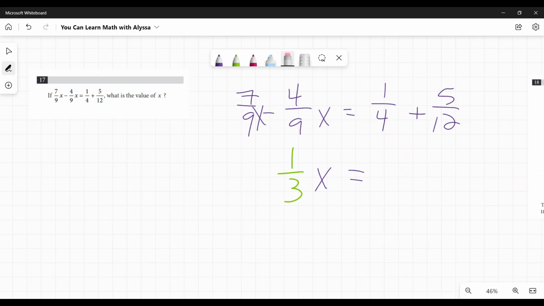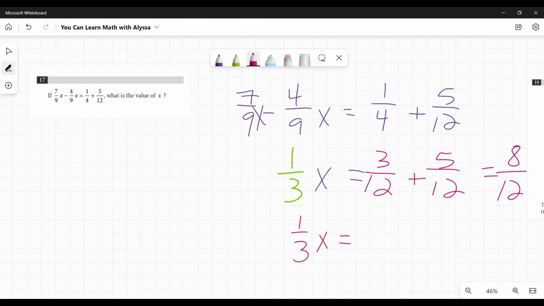So 3/12. Okay, so 3/12 plus 5/12. So 1/3 x equals, I'm just going to add over here, 12ths plus 5/12 would be 8/12, and 8/12 can be simplified to be 2/3. Get rid of that 1/3 on the left. I need to multiply by the reciprocal, which is 3. I multiply both sides by that.